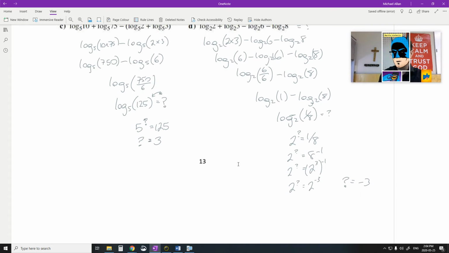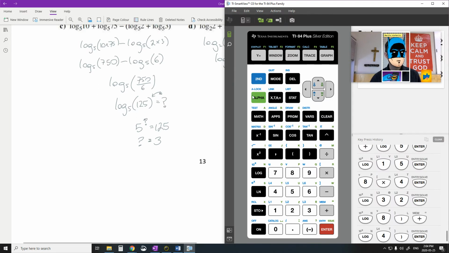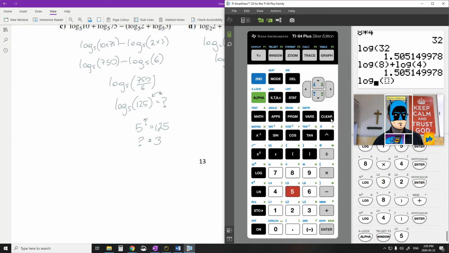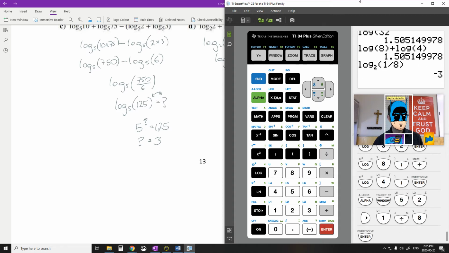It says it's just evaluate. Log base 2. So remember, you have to go, I'll just pull my calculator on here. Alpha window. Go down to log base. So this is log base 2 of 1 over 8. Let's see if it's the same. Yeah, negative 3. There we go. Pretty cool.